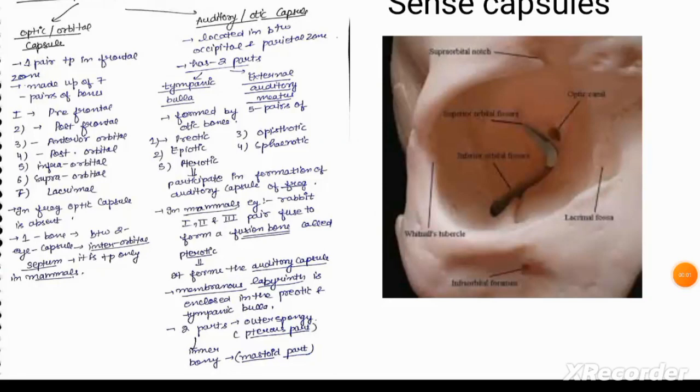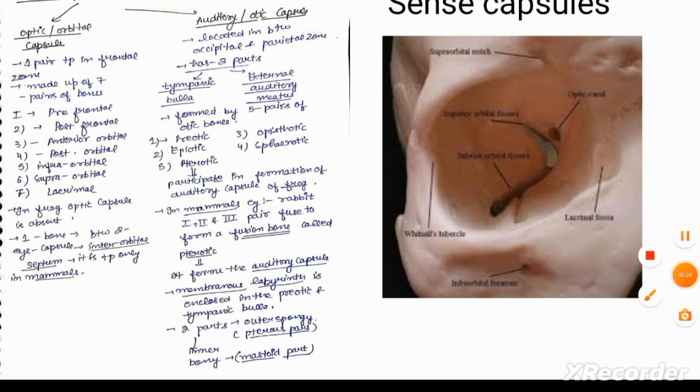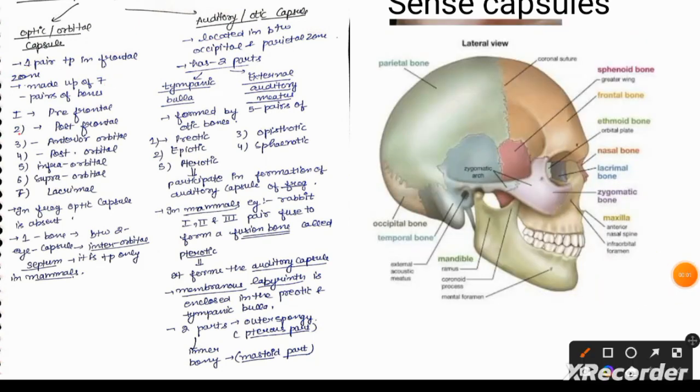Next is the sense capsule. I said that in the chondrocranium there are two sense capsules. First one is the optic capsule. Optic means it is related to the eye. So one pair of optic capsule is present in the frontal zone, and it is made up of seven pairs of bones: prefrontal, postfrontal, interior orbital, post orbital, infra orbital, supra orbital, and lacrimal.